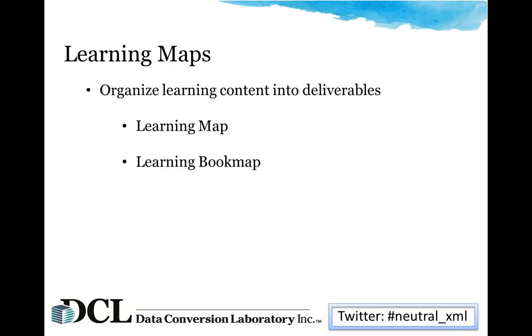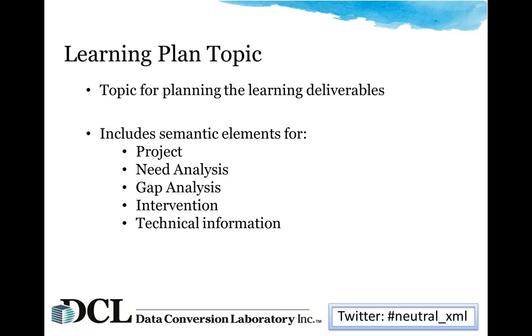So really quickly, the learning map, it organizes your content into modules or lessons. I see some folks do one large map and other folks say, no, we're going to have each module be separate. And a learning book map organizes all of your content together for printing as a book.